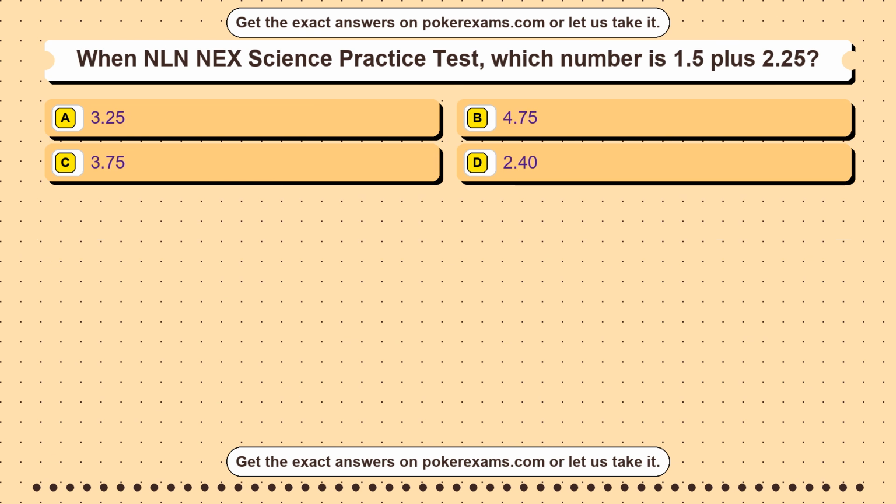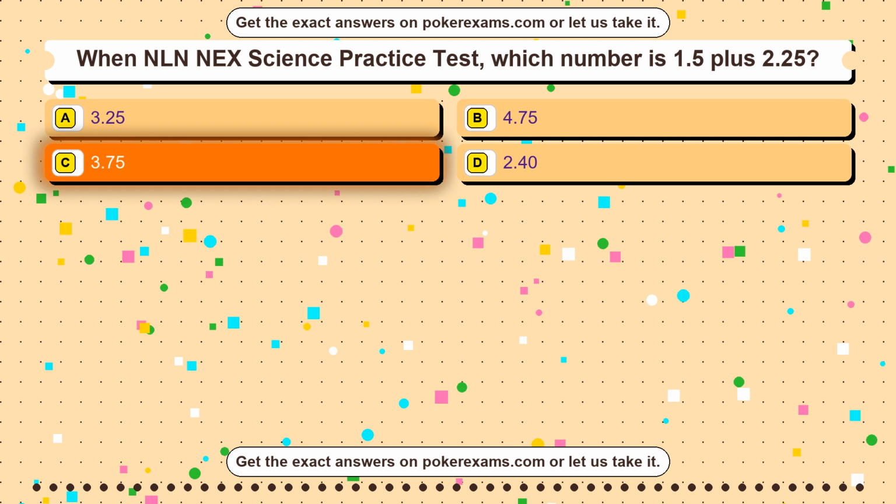Question 19. When GED RLA practice test, which number is the greatest? Option A, 0.18. Option B, 0.018. Option C, 0.8. Option D, 0.08. The correct answer is option C.